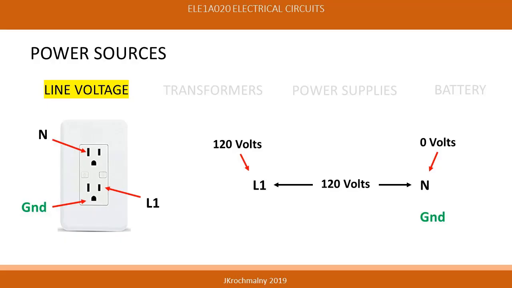One common power source is line voltage available in duplex receptacles. The L1 portion has the 120 volts of electrical pressure. The neutral, or N, portion has 0 volts. In this graphic, the GND, or ground, portion is also considered to have 0 voltage.